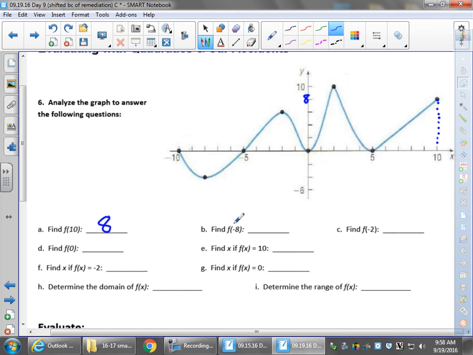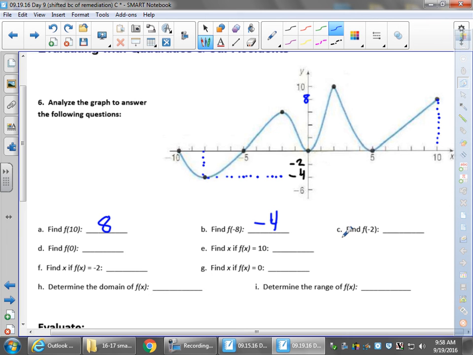For B, I'm given x is negative 8. So I go negative 5, negative 6, negative 7, negative 8. And here, I go down, down, down, down, down, down, down. Let's see. This is also counting by 2s. So this is negative 2, negative 4. And when I trace my way over, I am at negative 4 on the y-axis.